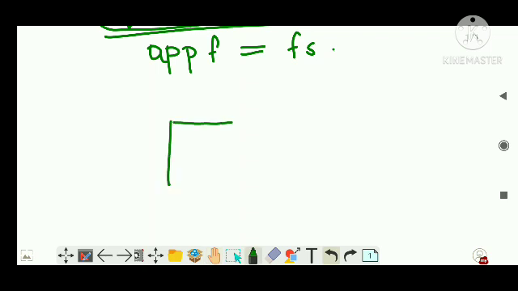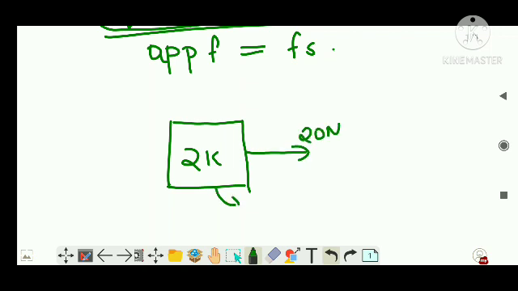Suppose I have a 2 kilogram block and I am applying a force of 20 newton. Let's say you are given two values: μs is 0.6, as well as μk is equal to 0.4. Right, you are asked: will this object move? And if it is moving, how much is the friction?